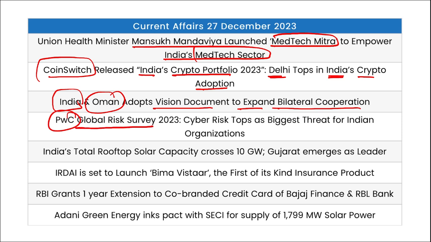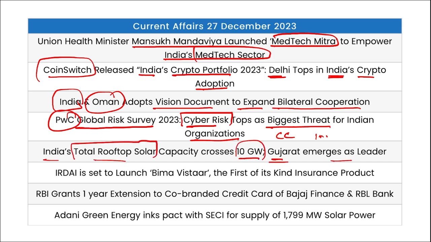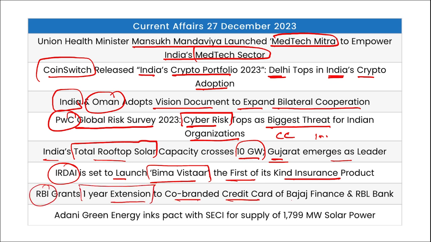PwC Global Risk Survey was released and cyber risk has secured the top position as the biggest threat for Indian organizations, followed by climate change and inflation in second and third. Then India's total solar rooftop capacity crosses 10 gigawatt, and Gujarat has emerged as the leader in this. IRDAI is set to launch the Bima Vistar, the first of its kind insurance product. RBI has granted a 1 year extension to co-branded credit cards of Bajaj Finance and RBL Bank. Adani Green Energy signed a pact with SECI for supply of 1799 megawatt solar power.